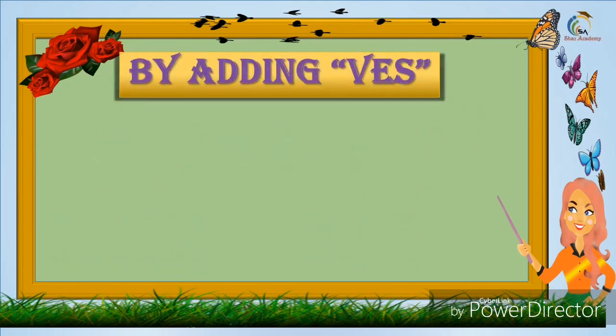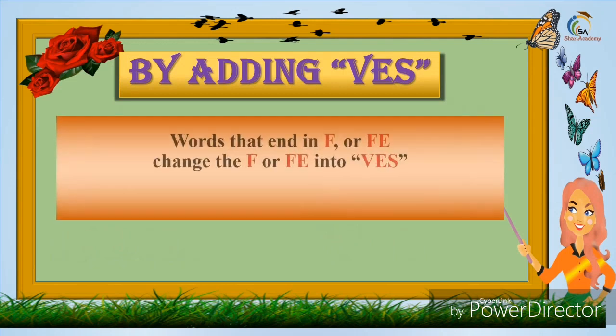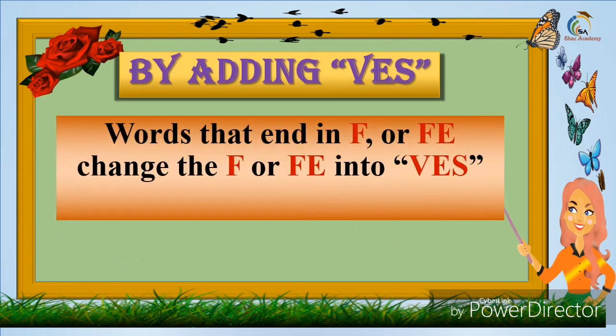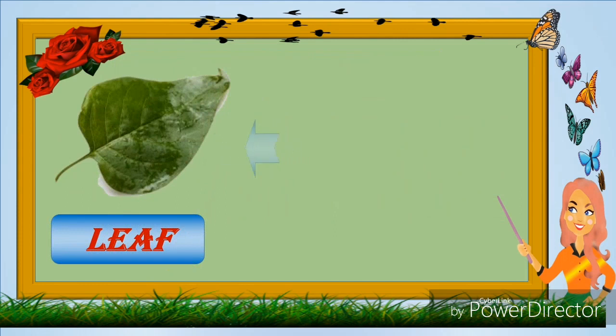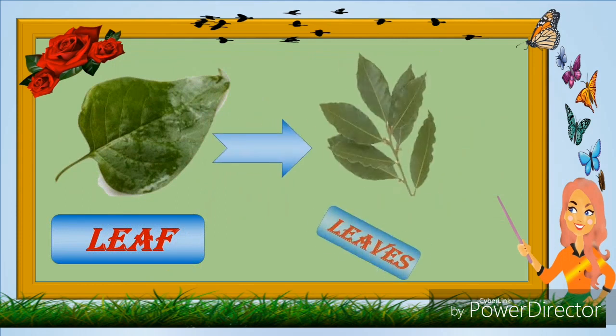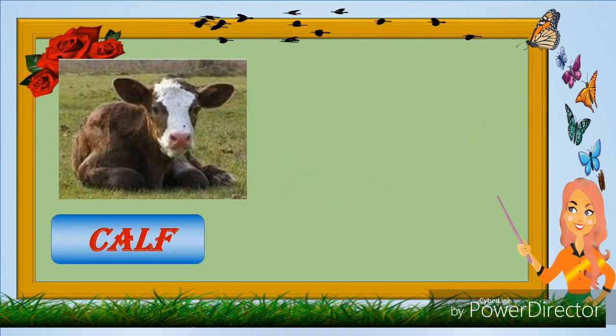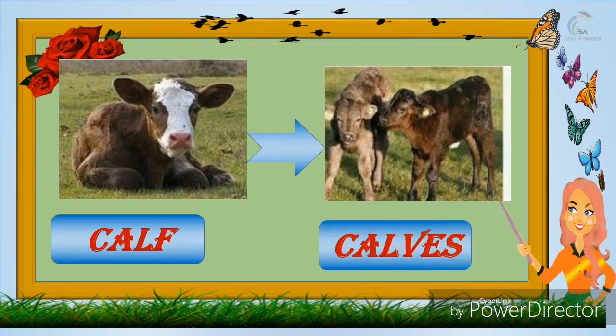By adding ves. Words that end in f or fe, change the f or fe into ves. For example, leaf, leaves, calf, calves.